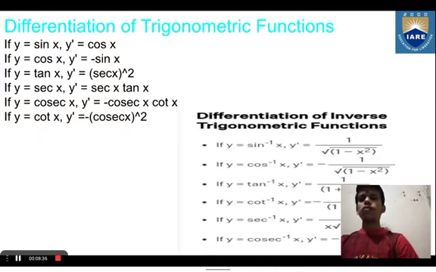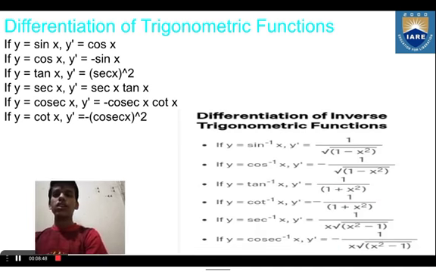Now, differentiation of trigonometric functions. If y equals sin x, then y dash equals cos x. These are the differentiation formulas for trigonometric functions, and here are the inverse trigonometric functions: sin, cos, tan, sec, cosec and cot. Similarly, inverse functions.